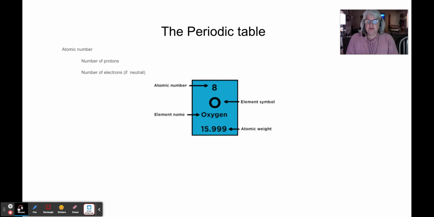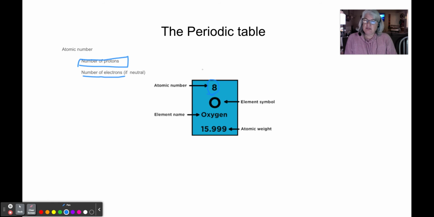The atomic number of an element will tell you a couple things. First, it will tell you the number of protons. I've already stated that, right? So if you know how many protons there are, you just look up that number on the periodic table, and that will tell you the element. It will also tell you how many electrons are in it if it is neutral.